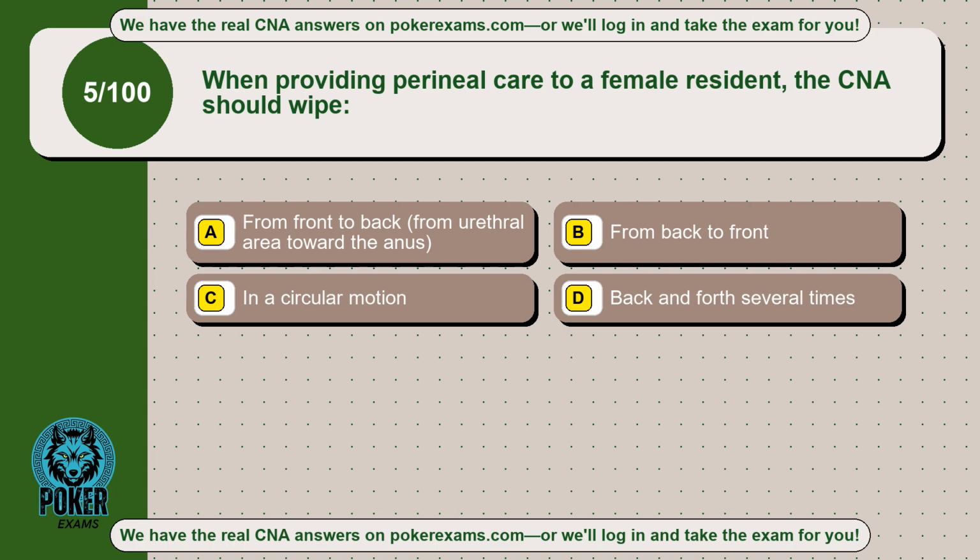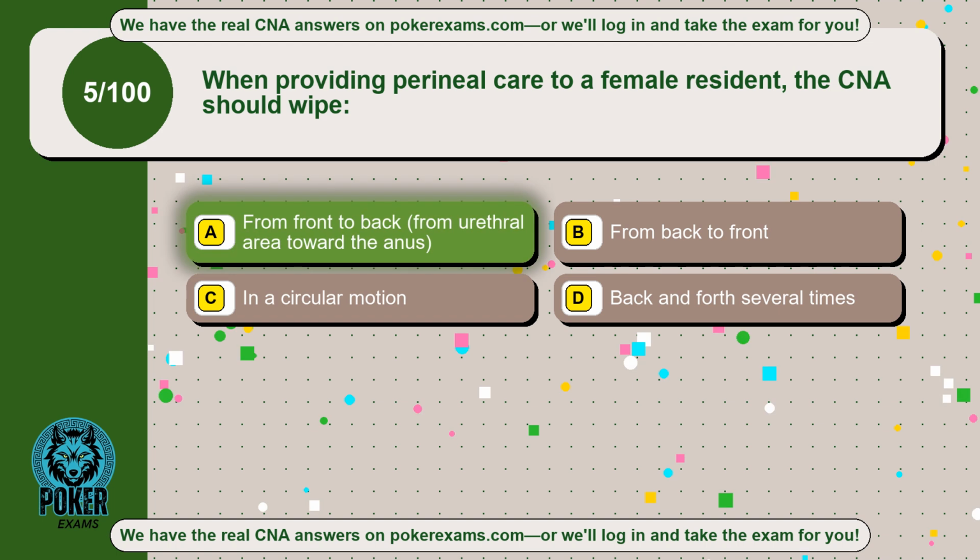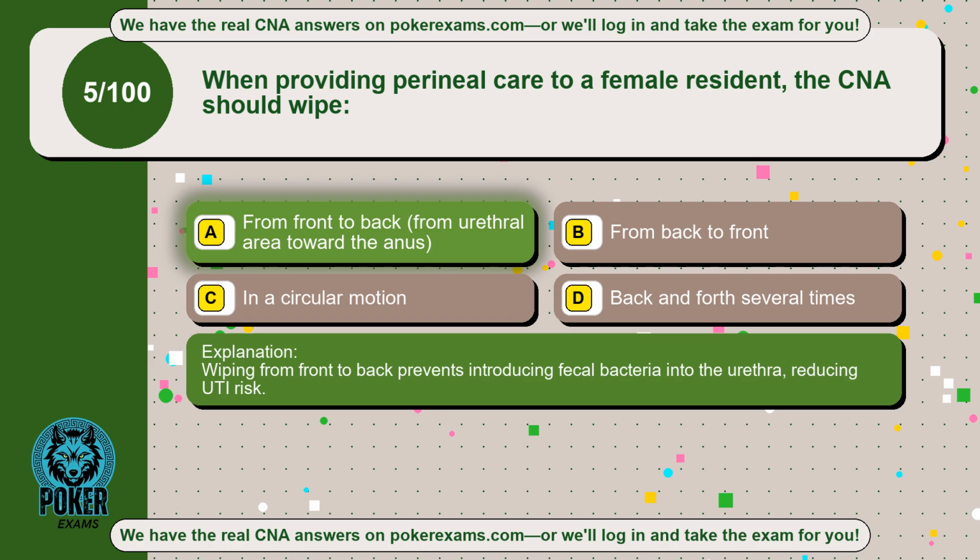Question 5. When providing perineal care to a female resident, the CNA should wipe: Option A, from front to back, from urethral area toward the anus. Option B, from back to front. Option C, in a circular motion. Option D, back and forth several times. The correct answer is option A, from front to back, from urethral area toward the anus. Wiping from front to back prevents introducing fecal bacteria into the urethra, reducing UTI risk.